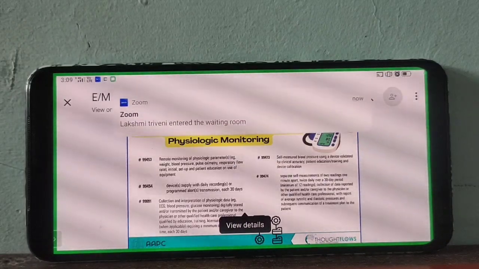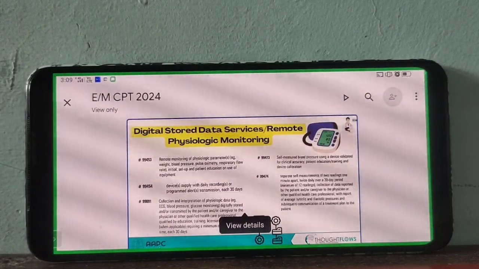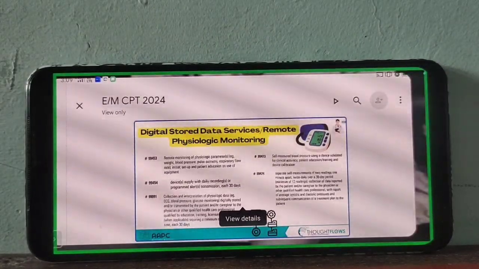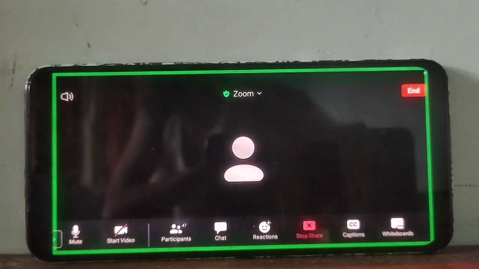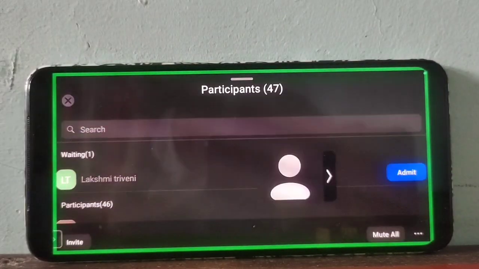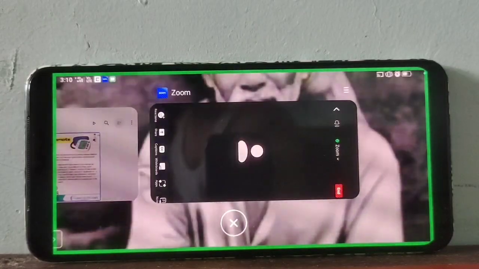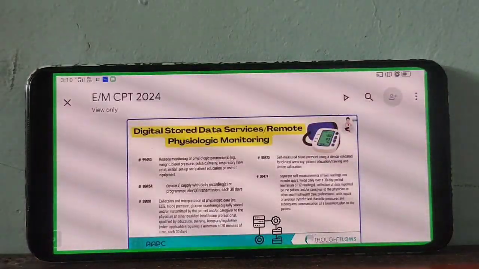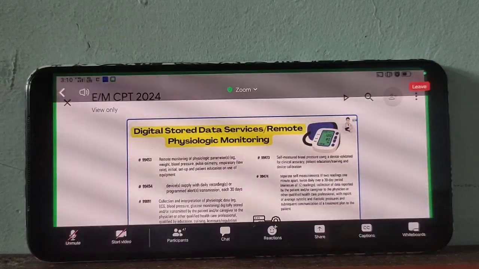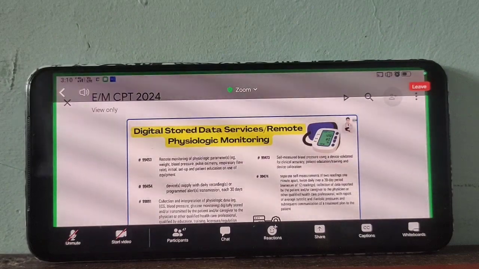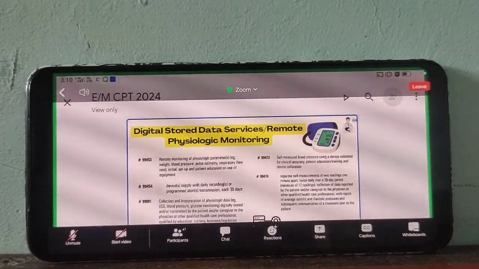So for initial setup and the patient education on use of equipment, the doctor gives the training for a patient or a caretaker on how to use the device, how to fix the device, and how to get the data. Everything should be explained by our doctor for a patient. So this is a training program.